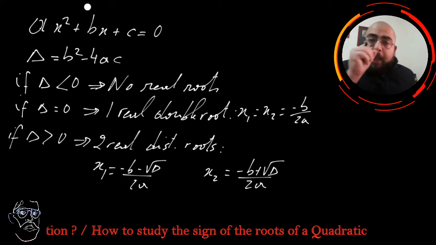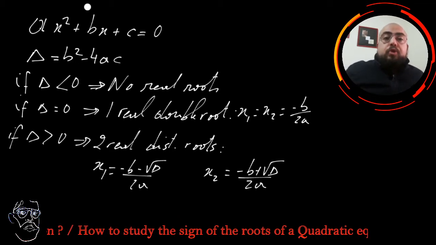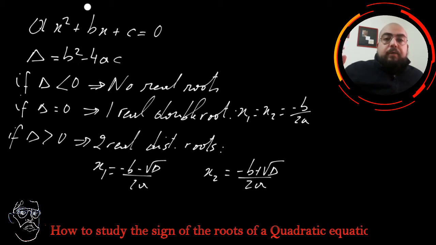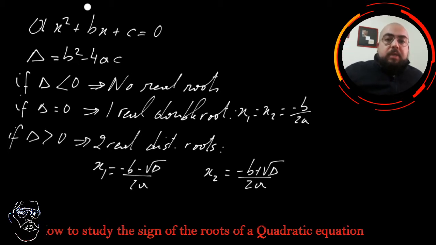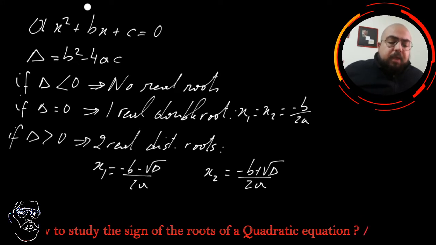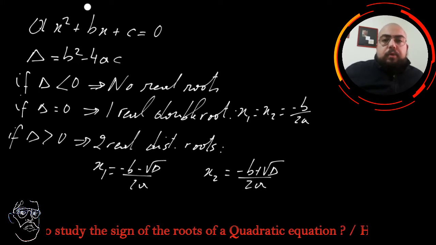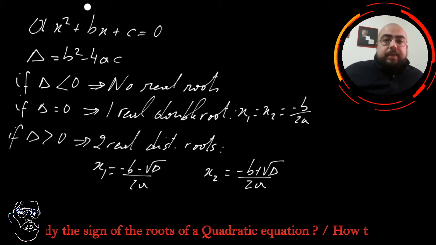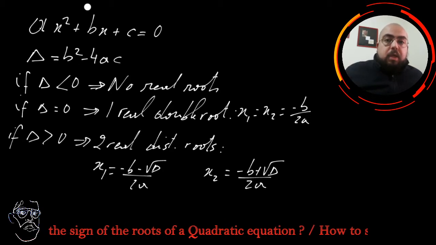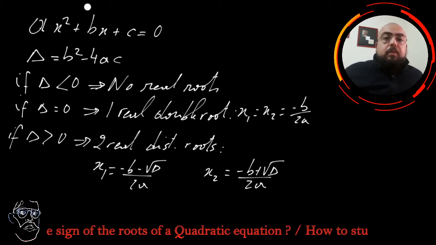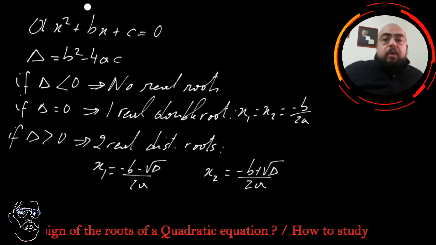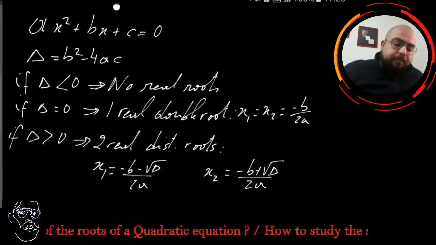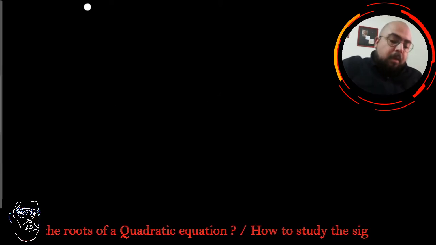Now, without calculating the roots, how am I supposed to study the sign of the roots? I should check the sign of P, the product, and the sign of the sum S. In the case of delta negative or delta equal to 0, it doesn't really interest me. It will interest me whenever delta is positive. So delta is positive, I have two real distinct roots. These two distinct roots could be positive, could be negative, could be one positive and the other one negative. So how am I supposed to study the sign? Very easy. So let's go and talk about this part.